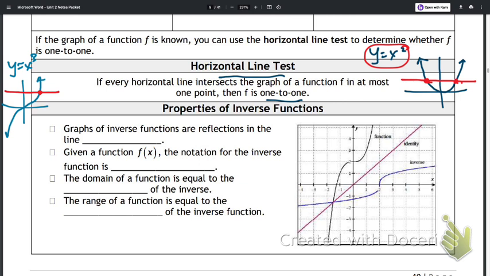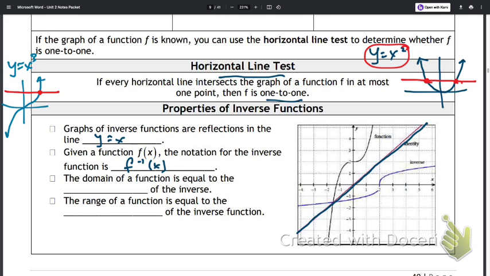All right, down here, properties of inverse functions. The graphs of inverse functions are reflections over the line y equals x. So in this picture right here, this is the line y equals x. And you should see that you have a mirror image on either side of that. Given a function f of x, the notation for the inverse function is f negative 1 of x. That's how we show that it's the inverse function, by adding that exponent-looking thing that says negative 1.